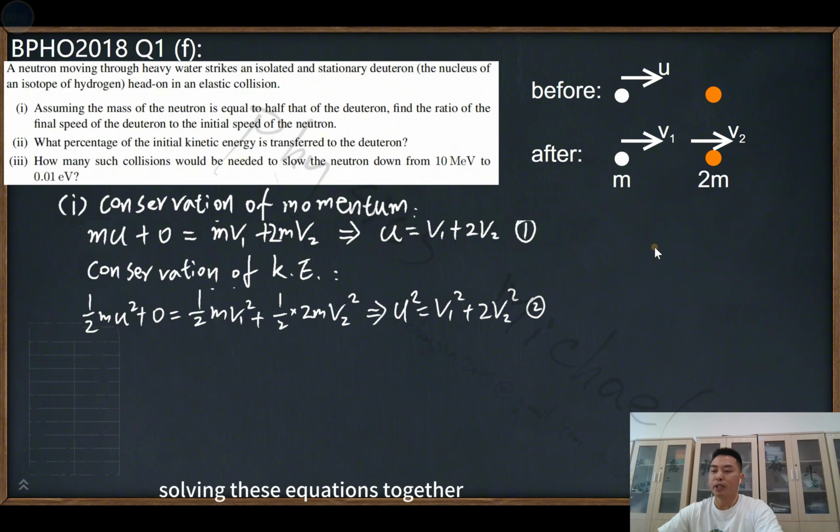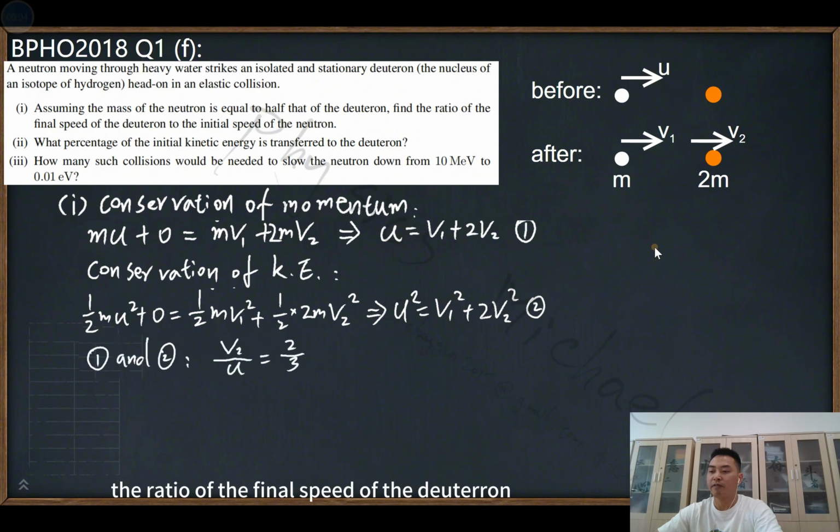Solving these equations together, we found that the ratio of the final speed of the deuterium to the initial speed of the neutron is 2/3.